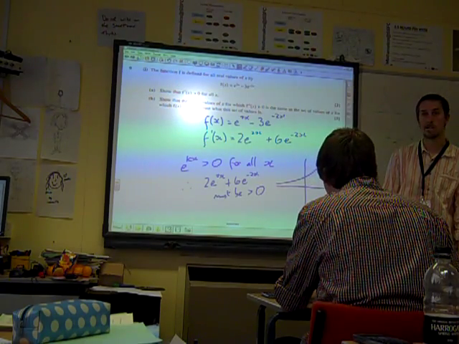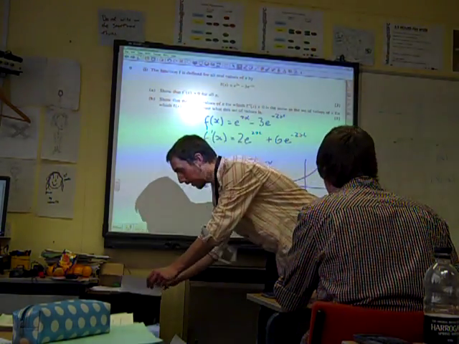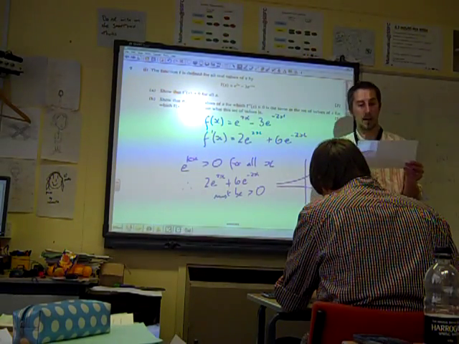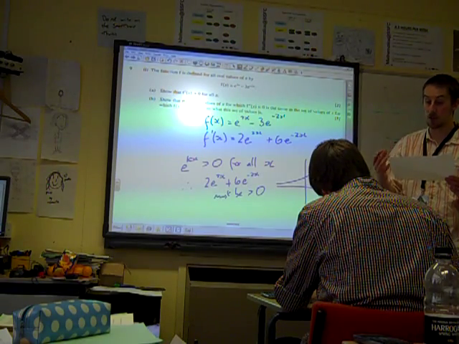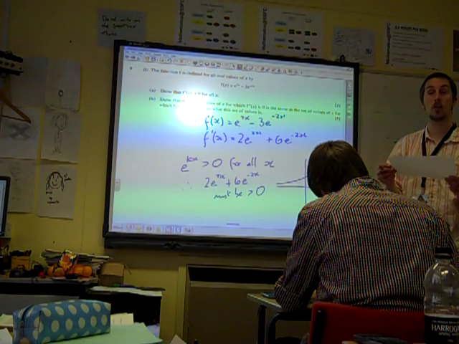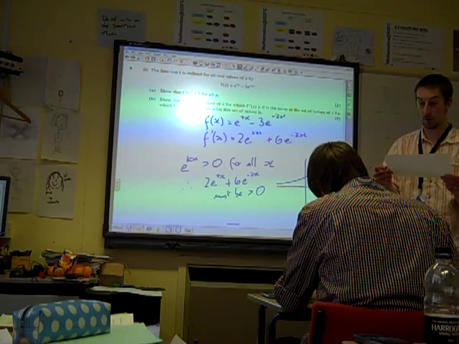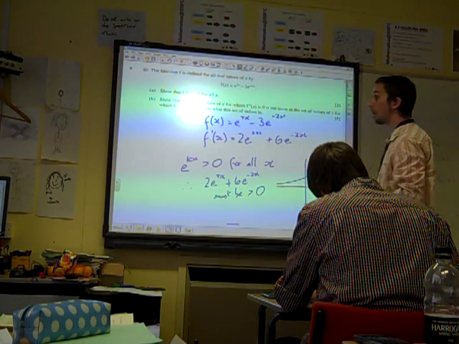What does the mark scheme say? The mark scheme wants us to say e to the 2x is greater than 0 and e to the minus 2x is greater than 0, or to make a more general comment about exponential functions. Cool. That's part A.